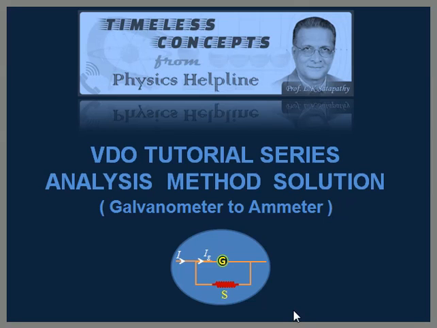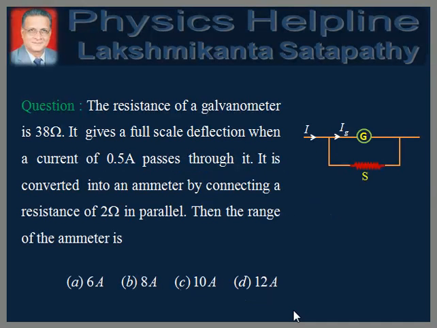In this video tutorial, we will discuss a multiple choice question on finding the range of an emitter formed by connecting a resistance in parallel with a galvanometer. The question is as follows. Read the question carefully. The situation is shown in the figure.